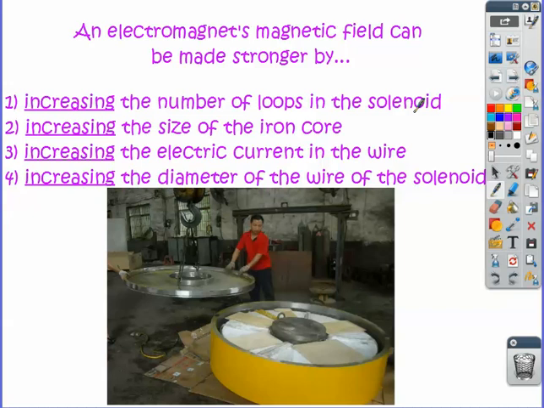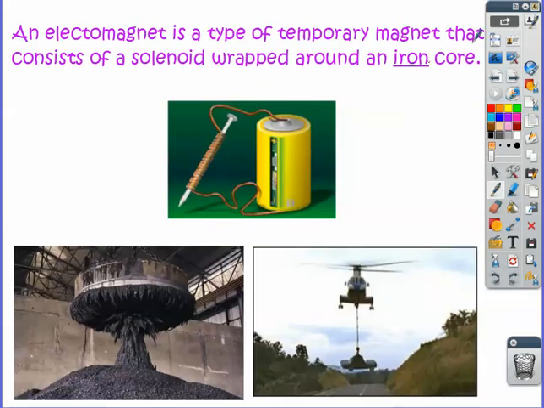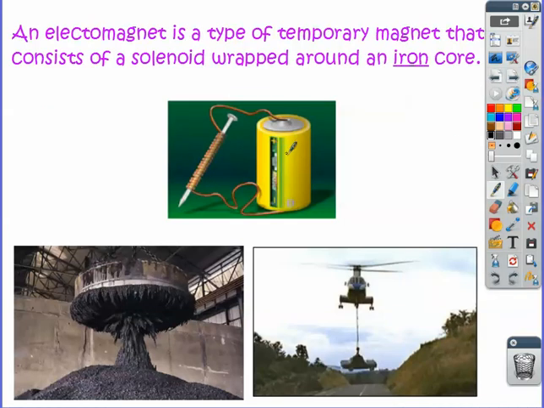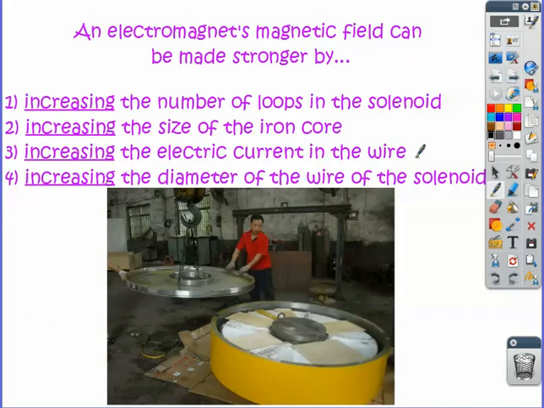We can also increase the size of the iron. So instead of having a little nail like this, we can have a great big chunk of metal like this here, and that would give us a stronger electromagnet. We can also increase the amount of current flowing through the electricity. So instead of using a single cell like this, you can use large amounts of electricity, lots more current, so that we get a stronger electromagnet.